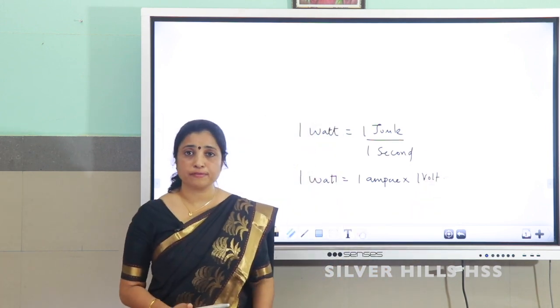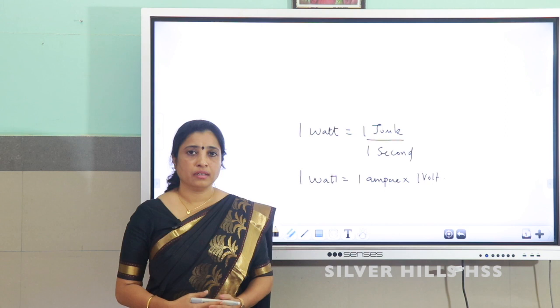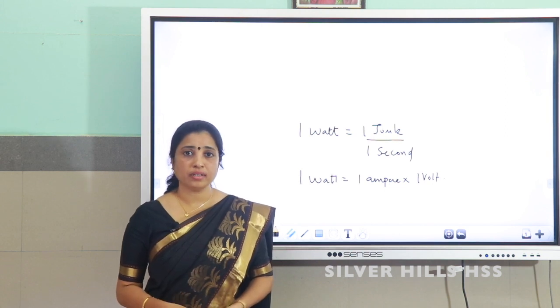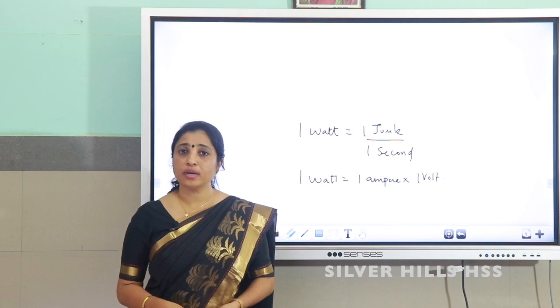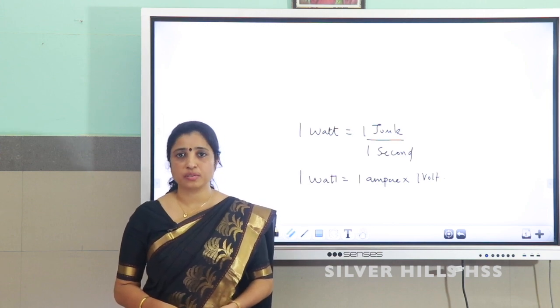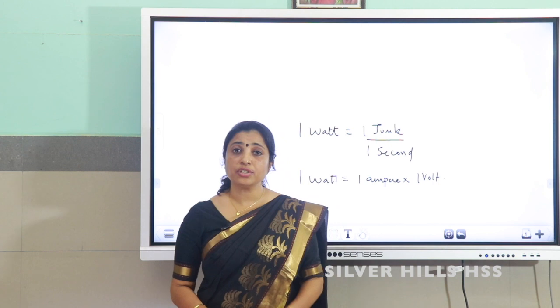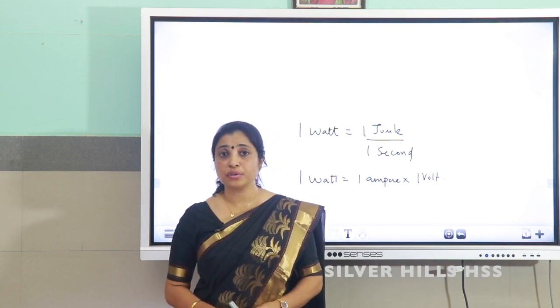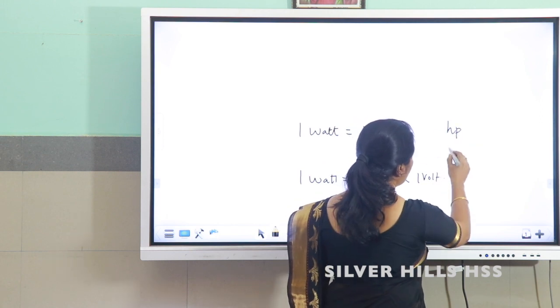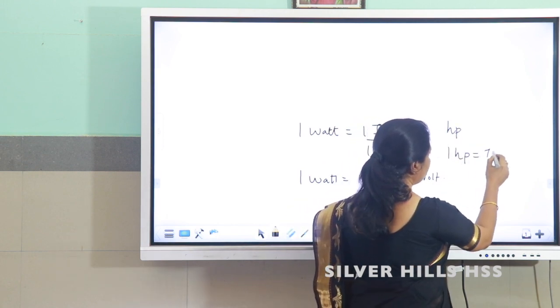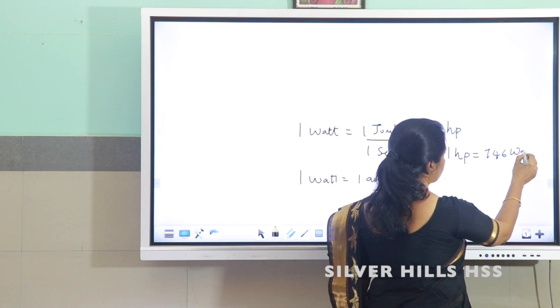The higher units of power are kilowatt, megawatt, etc. 1 kilowatt is equal to 1000 watt and 1 megawatt is equal to 10 raised to 6 watts. The commercial unit of power is horsepower, HP. And 1 HP is equal to 746 watts.